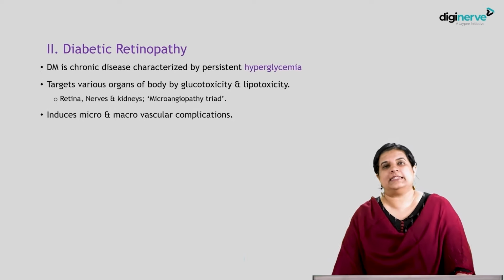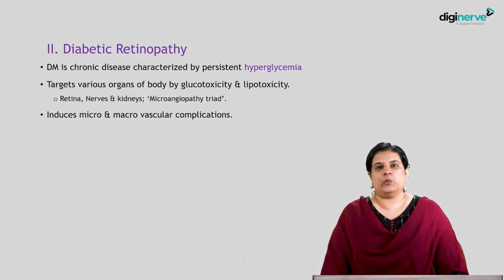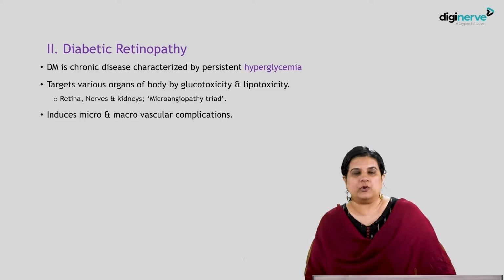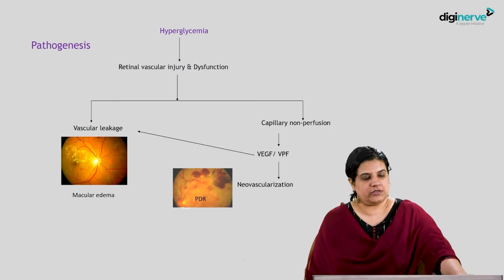Coming to the next entity, that is diabetic retinopathy. We know diabetes has taken the world by storm, and India is soon going to be the diabetic capital of the world. So, of course, diabetic retinopathy is also going to increase exponentially. Diabetes mellitus is a chronic disease which is characterized by persistent hyperglycemia. The target organs of this are retina, nerves, and kidneys. If all three are involved, we call it the microangiopathy triad. It induces both micro as well as macrovascular complications.